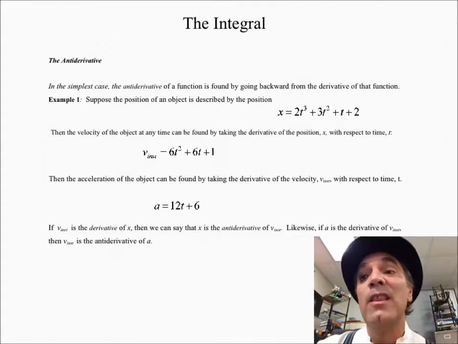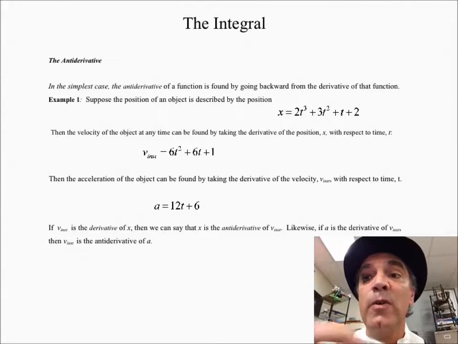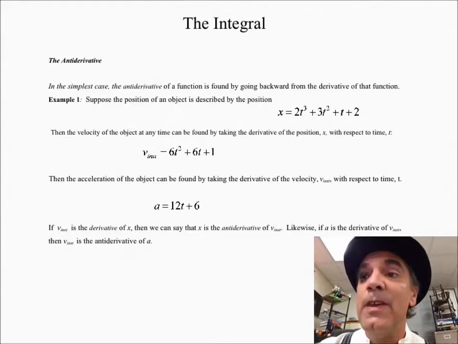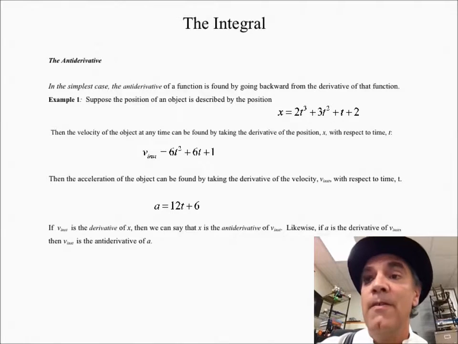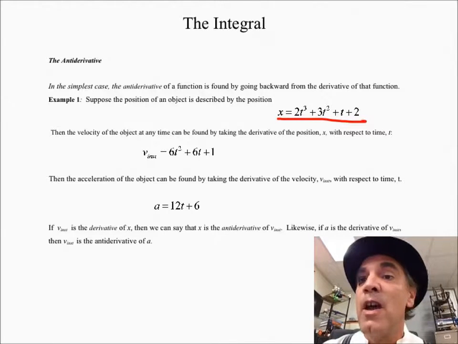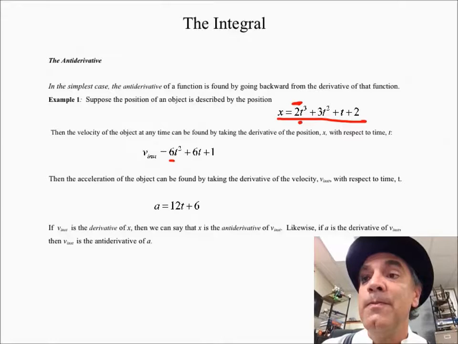Integrals start by looking at our derivatives. So I want to do a quick review of how to do the derivative. If this was our function right here, we know we can take the derivative. We just multiply the 2 times the 3 here and get 6. We lower our exponent by 1. Here we get 6 again, lower the exponent by 1. Here we get 1, and remember this constant goes to 0.